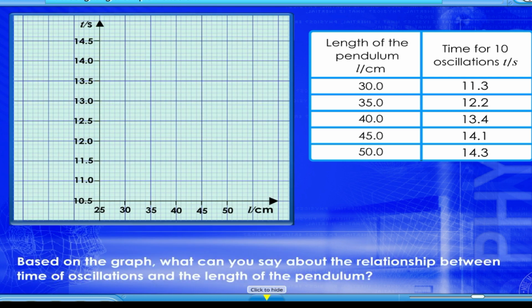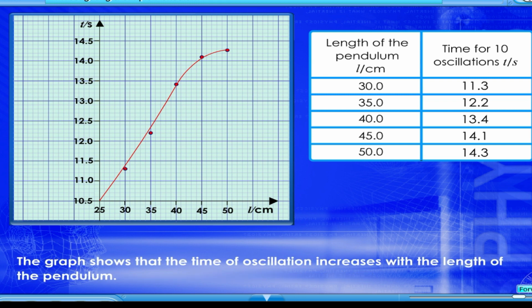Based on the graph, what can you say about the relationship between time of oscillations and the length of the pendulum? The graph shows that the time of oscillation increases with the length of the pendulum. Does this agree with your hypothesis?